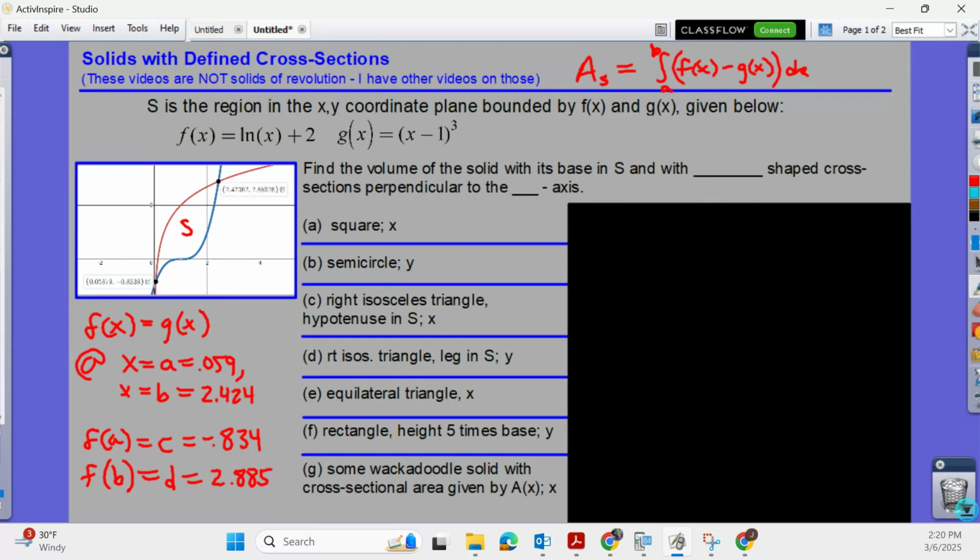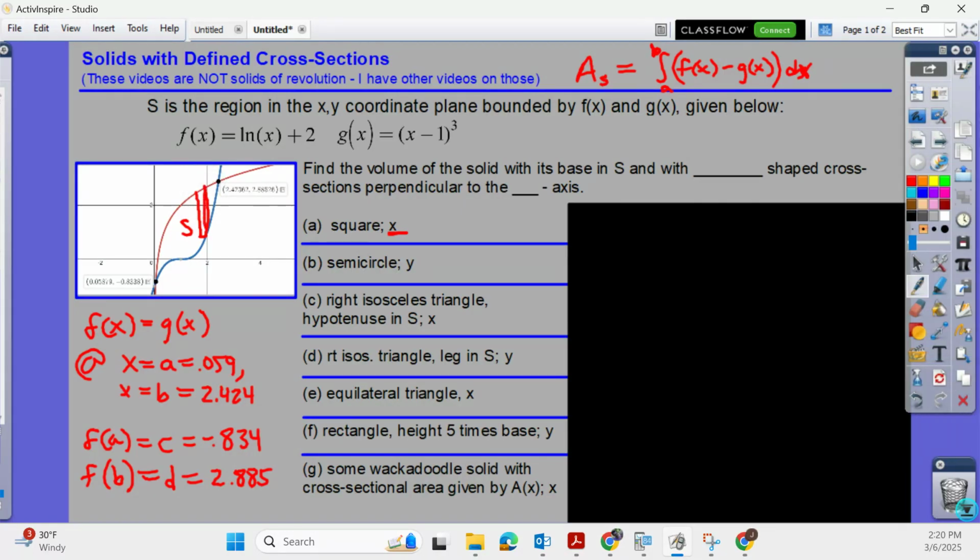Okay? Now, in part A, it's going to look a lot like what I just wrote, because we are going perpendicular to the x-axis in part A, which is how I had my rectangle go in that area I just did, right? So the idea is, let me draw that a little better.